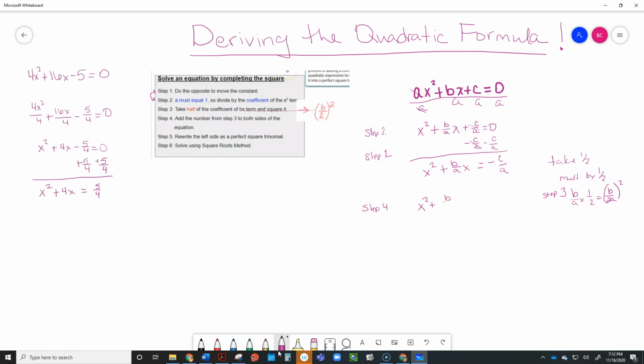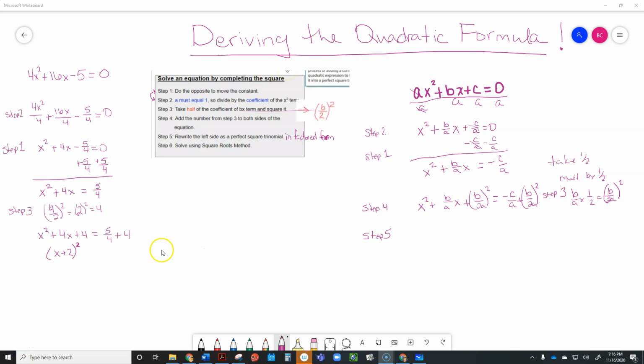x squared plus b over a x, I'm going to add b over 2a squared, equals negative c over a plus b over 2a squared. So I just finished step 4. You add the number from step 3 to both sides of the equation.